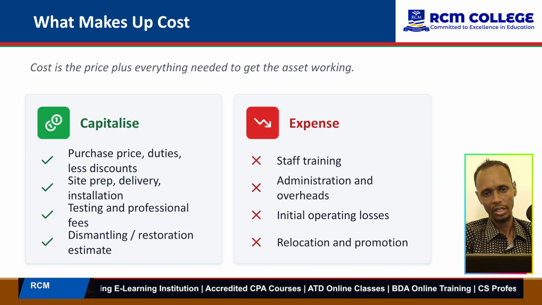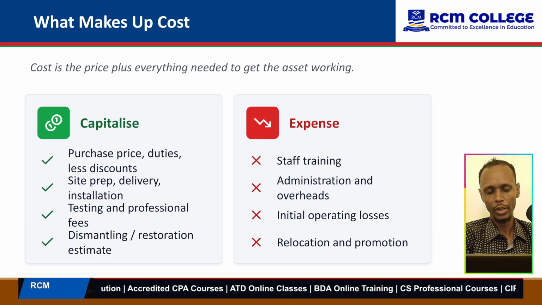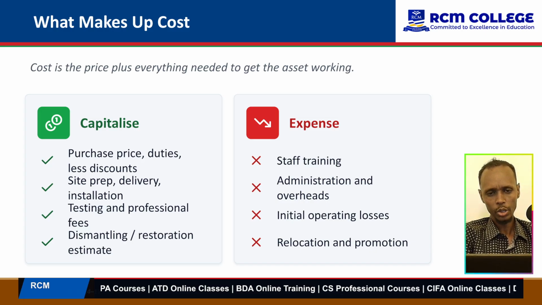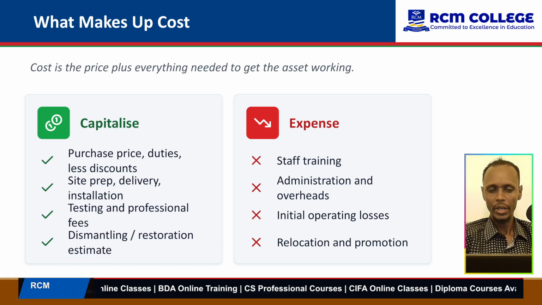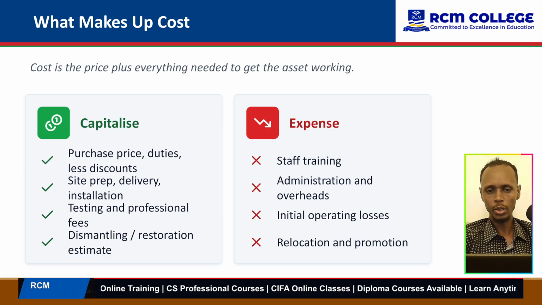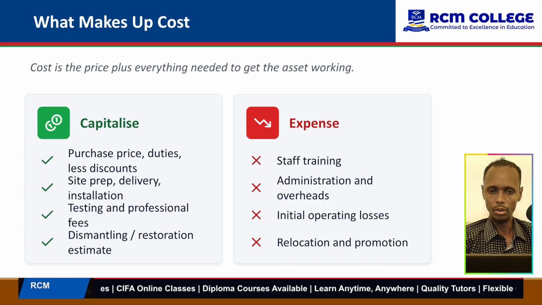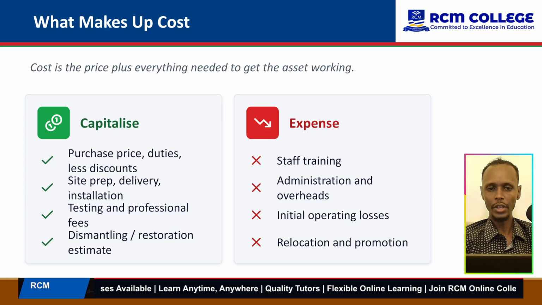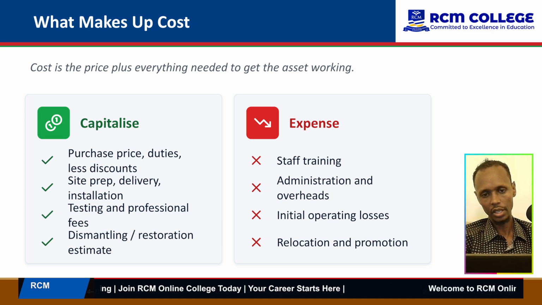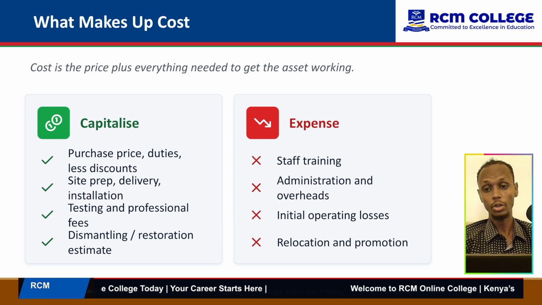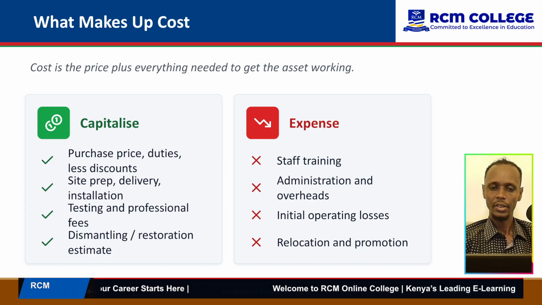So initial measurement, what do we look at? What makes up the cost? Most of the times, we capitalize the cost of purchasing or constructing that asset. Then, if there are any discounts you are given, you remove them from the cost. The cost of site preparation, the delivery, the testing, the professional fees, the dismantling and restoration. So in most entities, they don't provide dismantling and restoration estimates in their books.